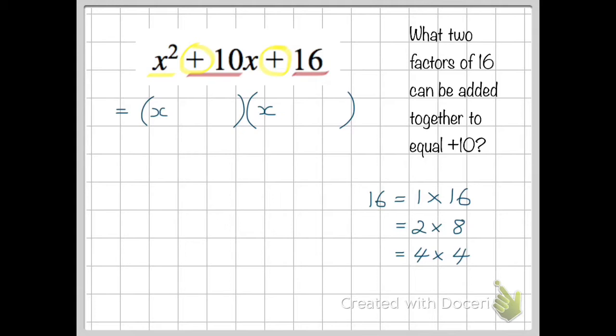So which pair of numbers can be added to equal plus 10? The answer is 2 plus 8. So the missing numbers are plus 2 and plus 8. And we're done. That's the only combination that will give us plus 10x when we expand the brackets. There's a definite pattern here. If all the numbers in the expression are positive, then the factors will both be positive.